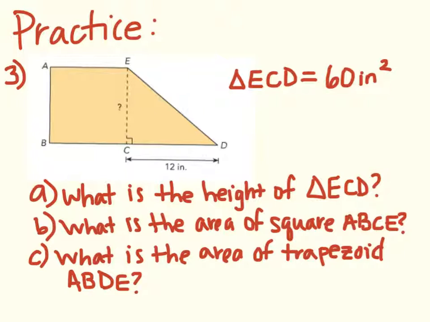Okay, folks, here's one to practice on your own. Trapezoid ABCD is made up of square ABCE and triangle ECD. The area of triangle ECD is 60 inches squared. The length of line CD is 12 inches. Use this information to calculate A, what is the height of triangle ECD, B, what is the area of square ABCE, and finally, C, what is the area of trapezoid ABDE. Press pause while you work. We have a new idea to test out when you come back.